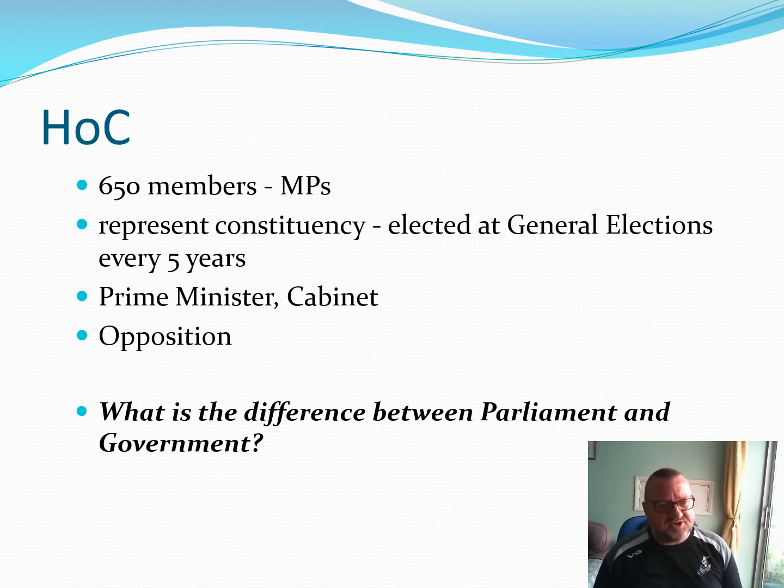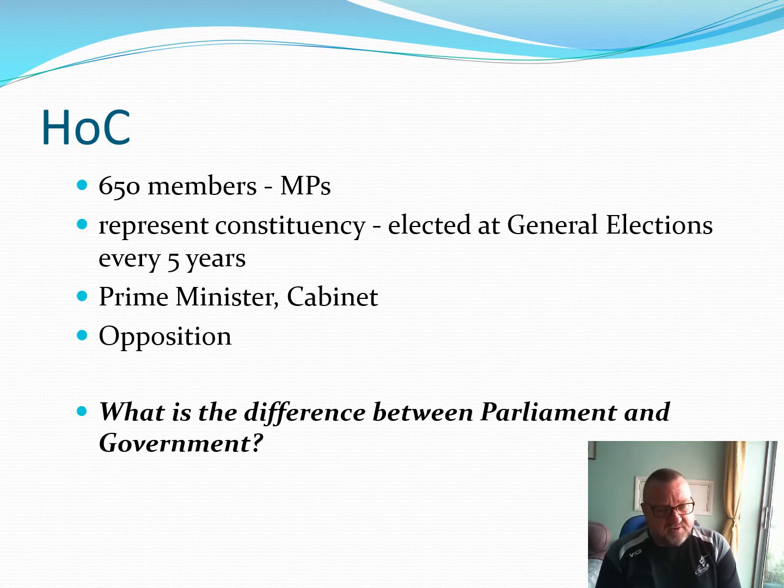So the first question I would ask of you is, do you fully understand what the difference is between Parliament and government? Now the answer to that is, Parliament refers to all of those MPs, so that could be from any party, that could be Liberal Democrat, Conservative, Labour, Welsh Nationalist, Plaid Cymru, Scottish Nationalists, whatever. Government are the party that is elected in power with majority.